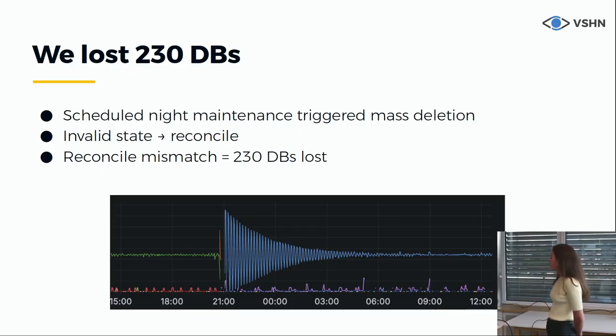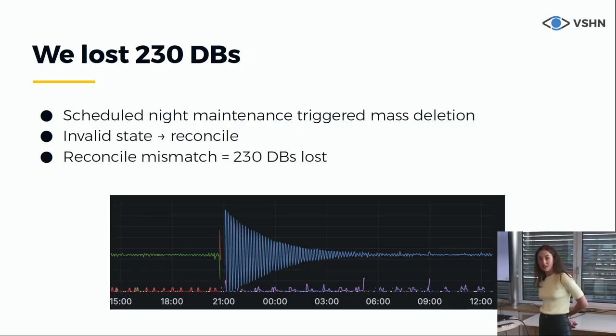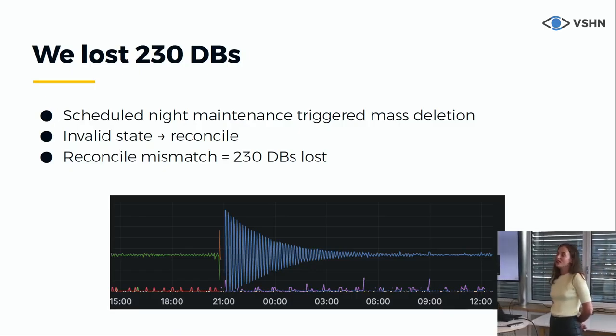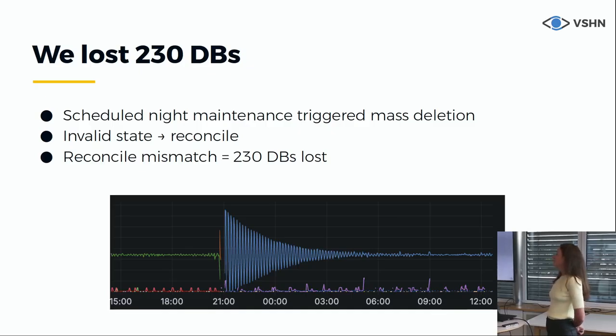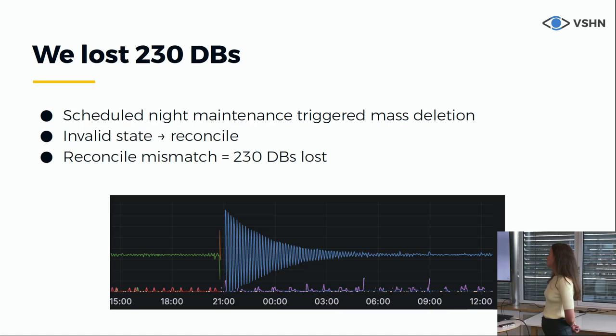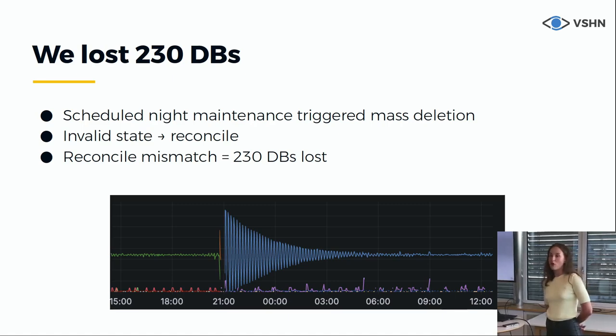We had a big one, which was when a scheduled maintenance just wiped out 230 databases, and yes, there was a data loss. It happened because we patched a few things that we shouldn't have patched at that time, and it also involved a Crossplane upgrade in the meantime. So yeah, we learned the hard way the importance of deletion protection.